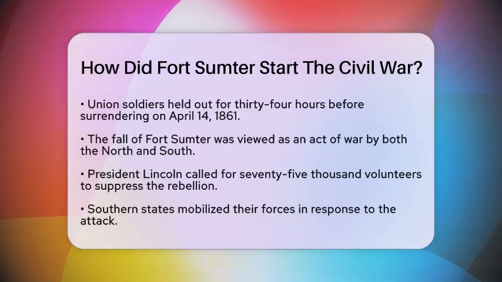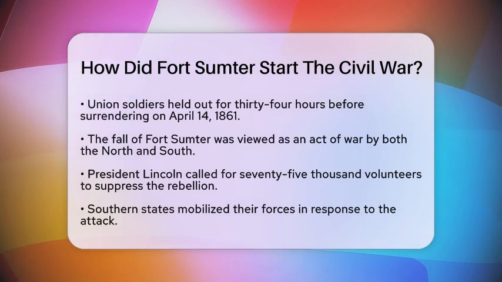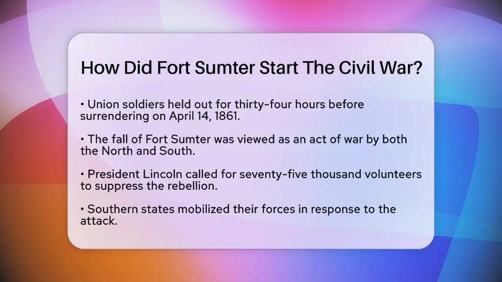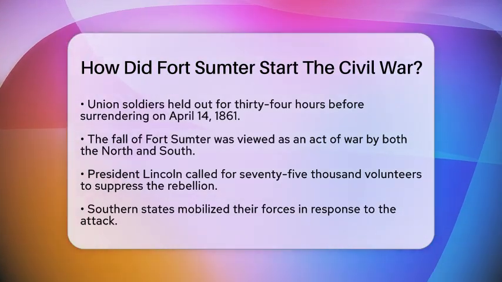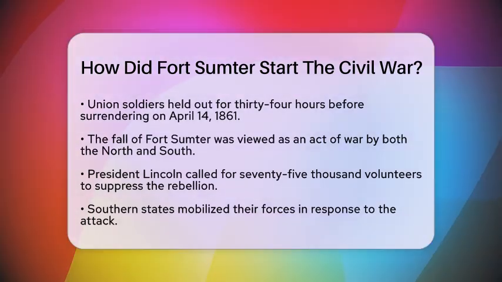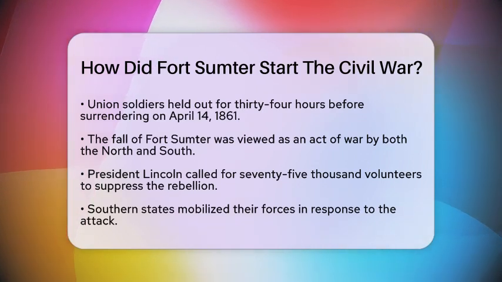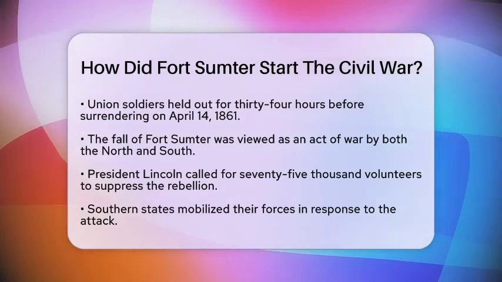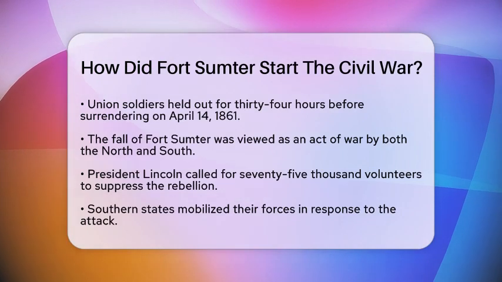The fall of Fort Sumter had immediate and dramatic consequences. Both the North and the South viewed the attack as an act of war. President Lincoln called for 75,000 volunteers to suppress what he termed a rebellion. In response, Southern states mobilized their forces, seeing the attack as aggression against their rights. This event transformed political disagreements into open warfare.